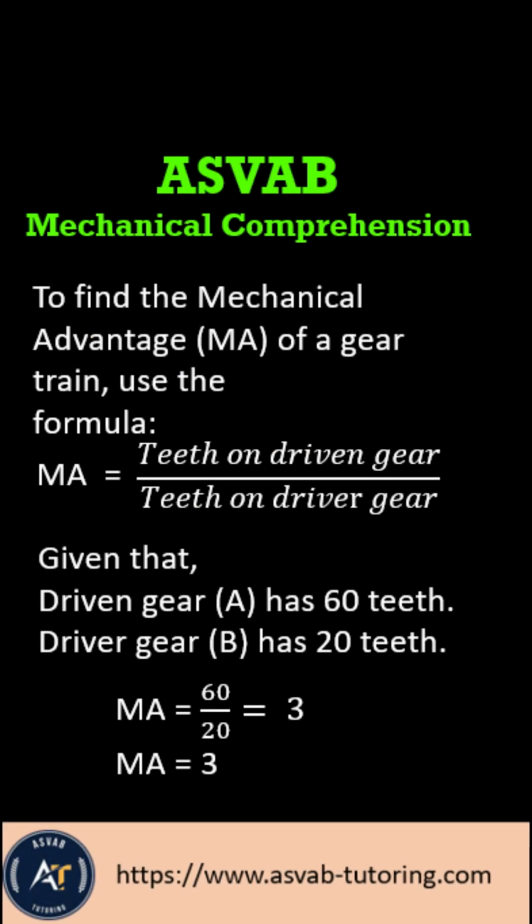To find the mechanical advantage, or MA, of a gear train, use this formula. MA equals the number of teeth on the driven gear divided by the number of teeth on the driver gear. Here, the driven gear A has 60 teeth, and the driver gear B has 20 teeth. So, MA equals 60 divided by 20. That gives us 3. Therefore, the mechanical advantage of this gear train is 3.